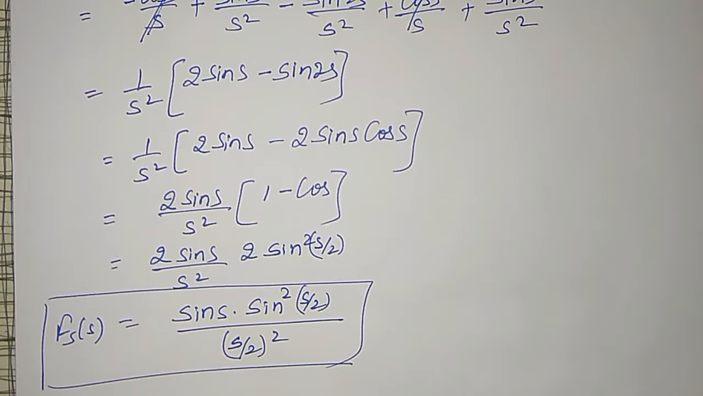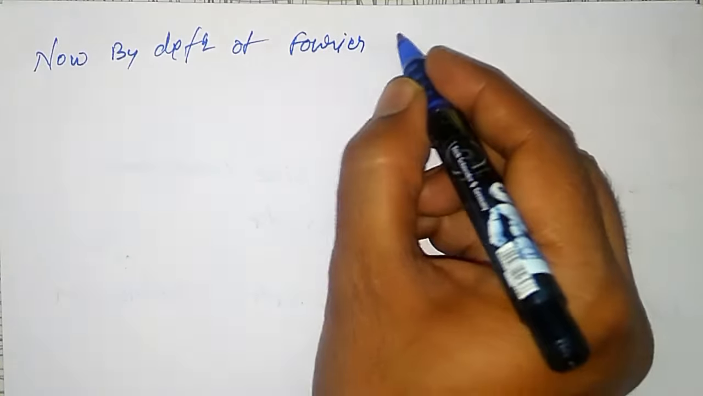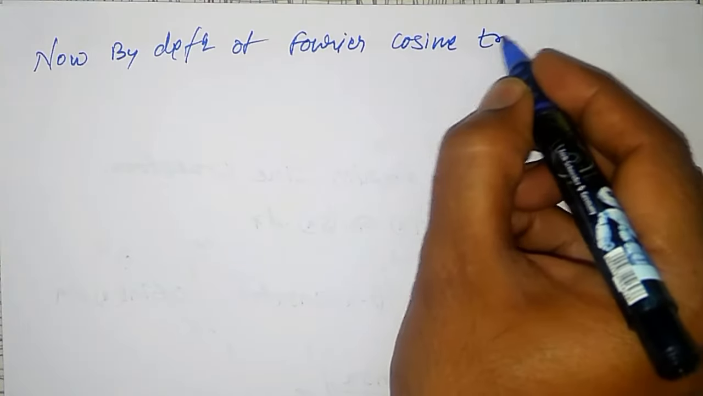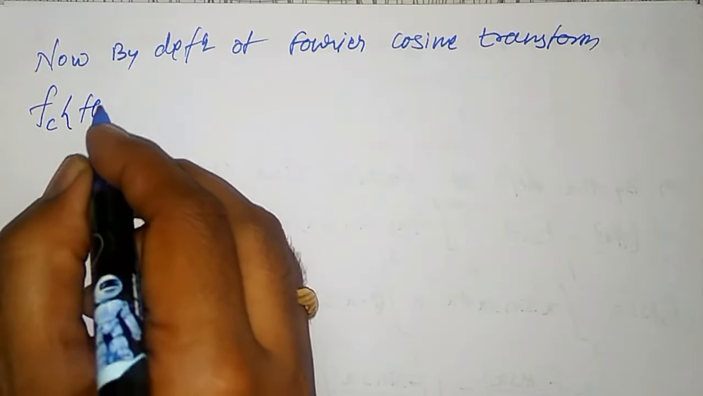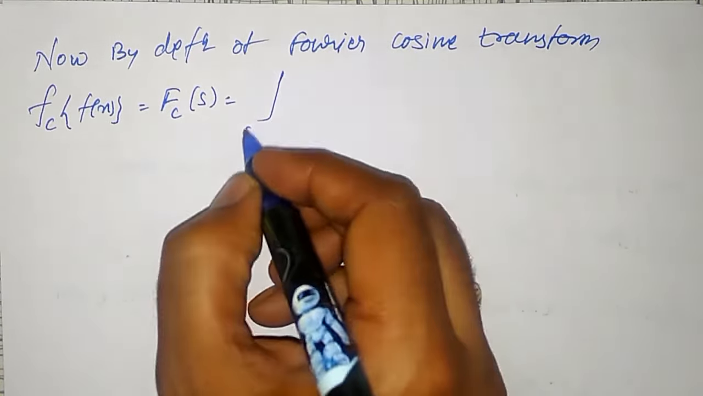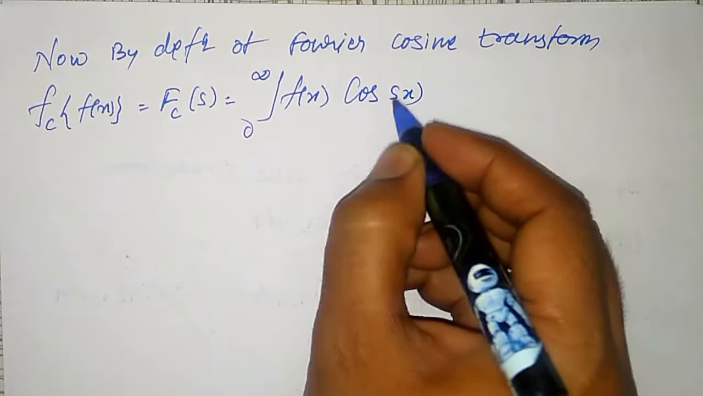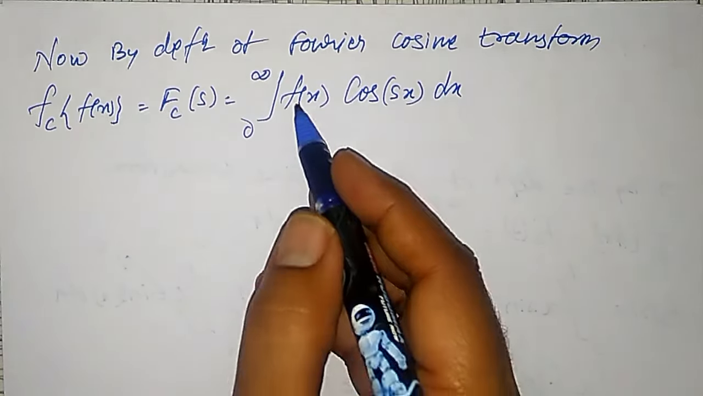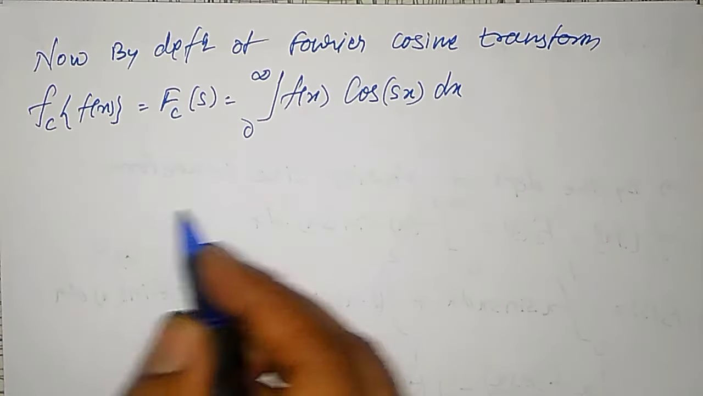Like that, I am going to find the Fourier cosine transform here. By the definition of Fourier cosine transform, Fc of f of x is equal to capital Fc of s, which is given by integration from 0 to infinity f of x into cos sx dx. Okay, but this f of x is defined in 3 different ways. That is, I will split this 0 to infinity into 3 types.